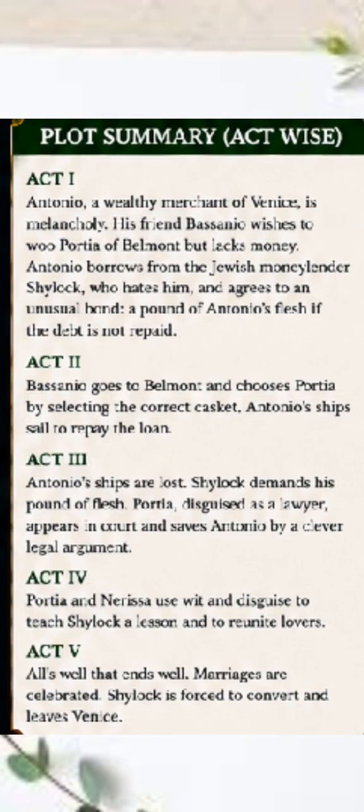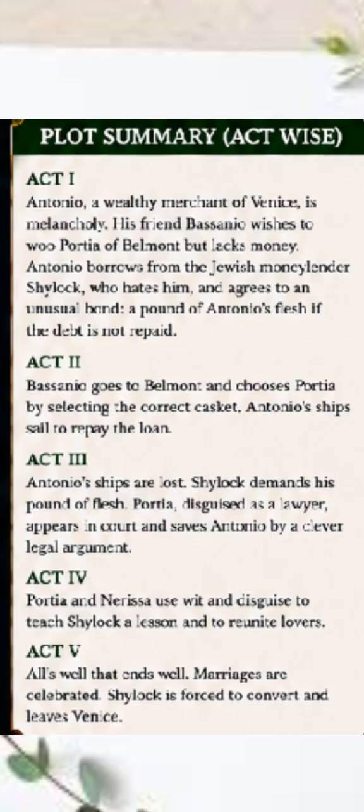So in Act 1, Antonio, a wealthy merchant of Venice, is melancholy. His friend Bassanio wishes to woo Portia of Belmont but lacks money. Antonio borrows from the Jewish moneylender Shylock, who hates him, and agrees to an unusual bond: a pound of Antonio's flesh if the debt is not repaid.